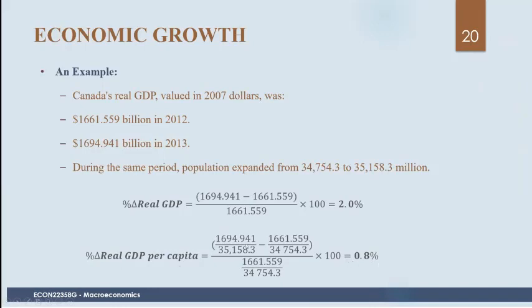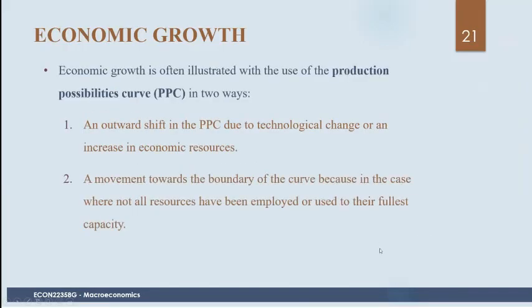So here we're just taking this, dividing it by its population, this dividing it by its population, and then we're going to take the percentage change in real GDP per capita. The production possibilities curve is a good way just to illustrate the idea of economic growth. Obviously, we would represent economic growth with a shift outwards of the production possibilities curve, meaning we are increasing our potential, the amount that we could produce.